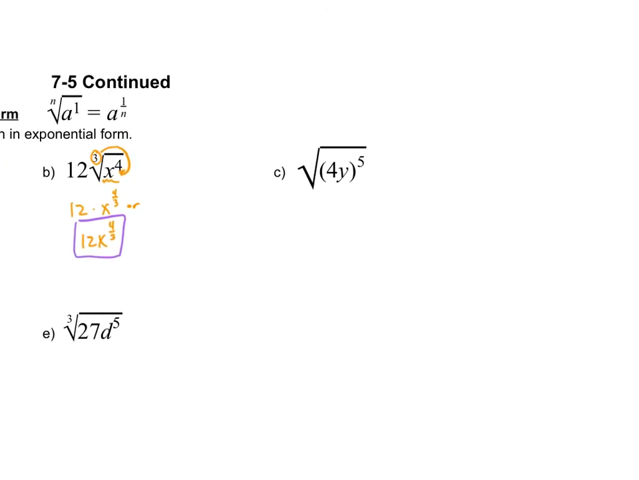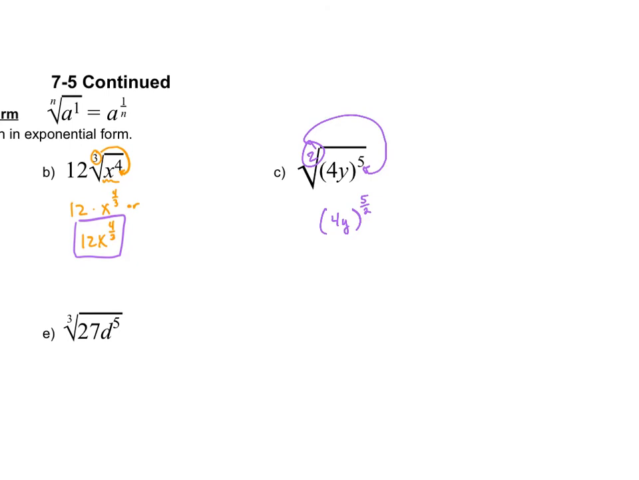Continuing on, if there is no index, it's a square root, so we know that the index should be 2. So that becomes my denominator. So I should have here 4y, because it's all in parentheses, to the 5/2 power, and that is converting it to its exponential form.